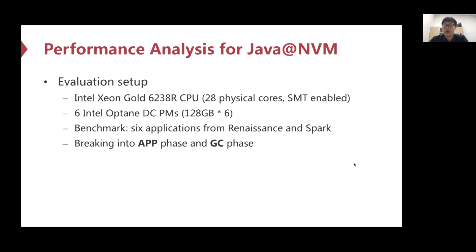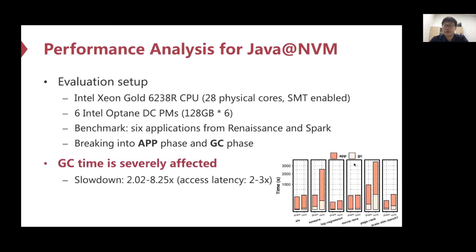We also break the applications into 2 phases, the APP phase and the GC phase. And the results show that the GC time is severely affected compared with the APP phase. The slowdown is 2 times to 8.25 times. As a comparison, the access latency is only about 2 to 3 times.